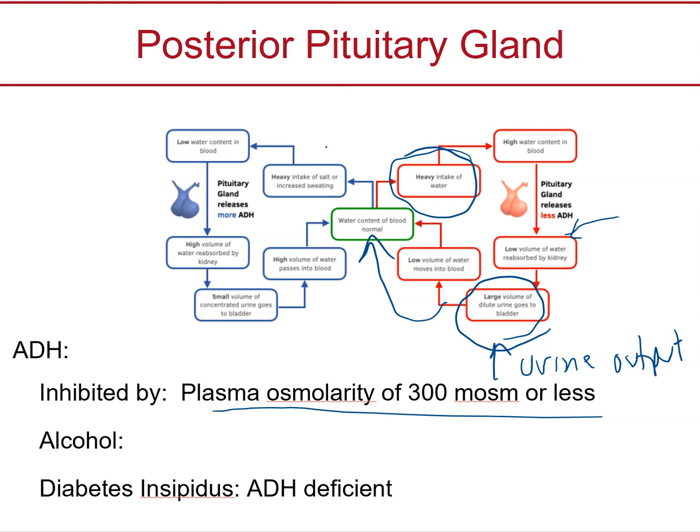And so as you inhibit ADH, right, you're going to have an increase in your urine output. You're going to pee more. And then as you urinate more, that's going to dehydrate you. And that's why you get a hangover from it.